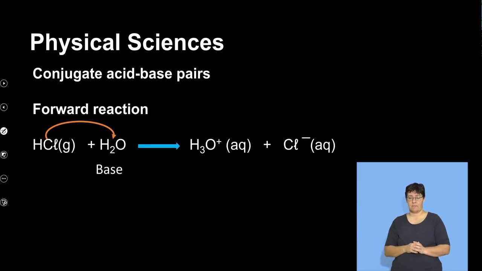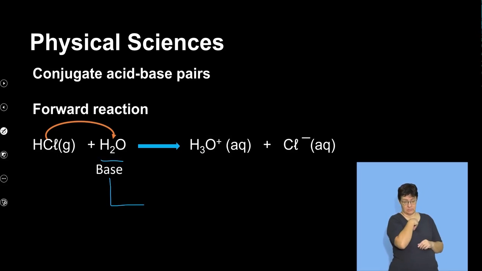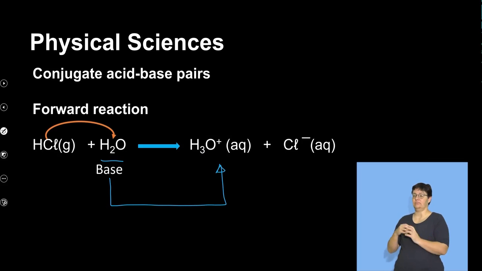Okay. Now, in the forward reaction, this is what is happening. Let's look at the base now, okay? Water is the base because it is a proton acceptor. So if it accepts a proton, it forms a conjugate acid. This conjugate acid is actually the hydronium ion. It's an acid in the reverse reaction, as we have seen in the previous slide. So this is basically what is happening here, all right?